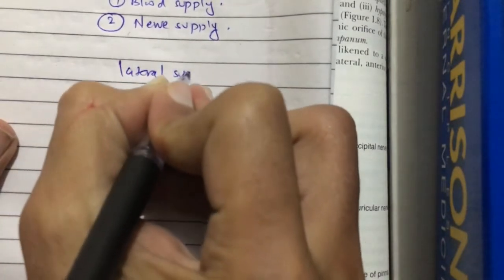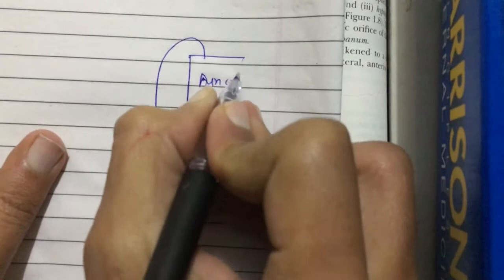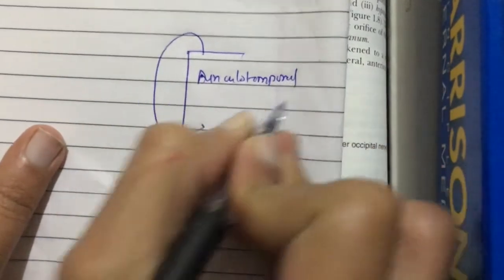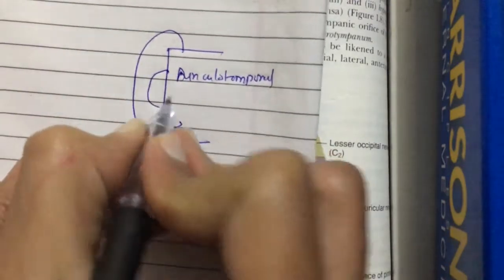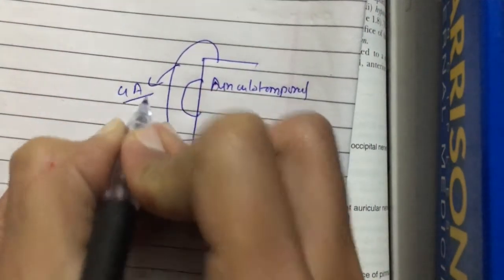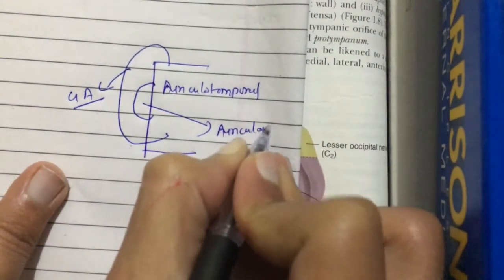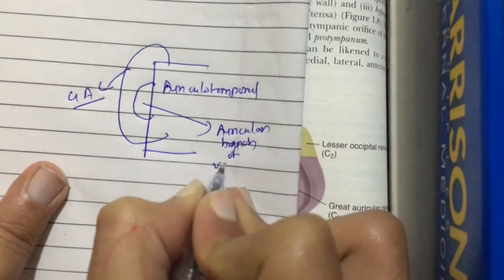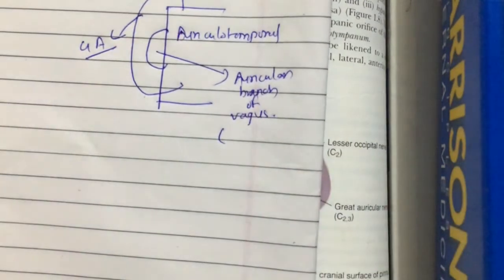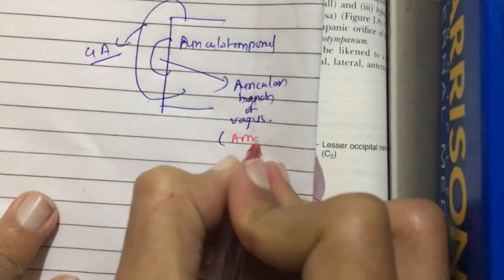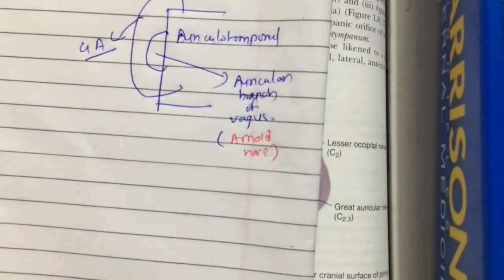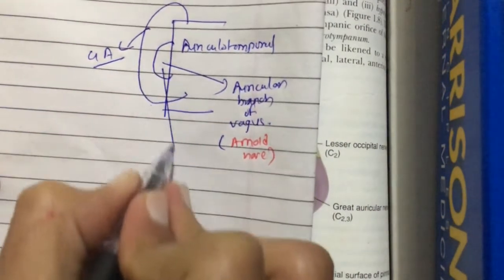So the nerve supply in the lateral surface: this part is supplied by the auriculotemporal nerve, this part is supplied by the greater auricular nerve, and this part is supplied by two nerves, that is the auricular branch of vagus, also known as Arnold's nerve. We should remember this fact. And it is also supplied by the facial nerve.